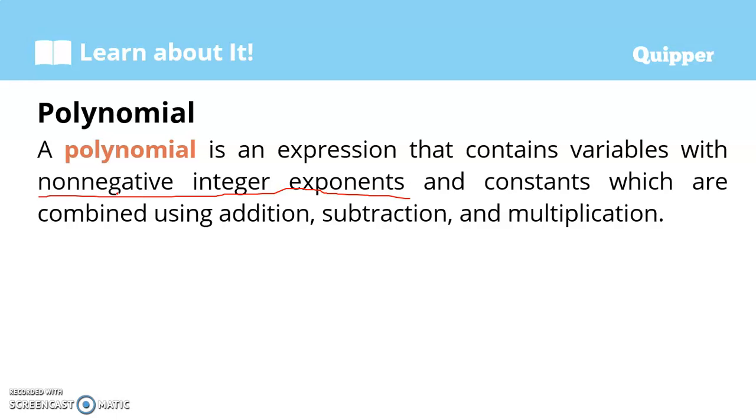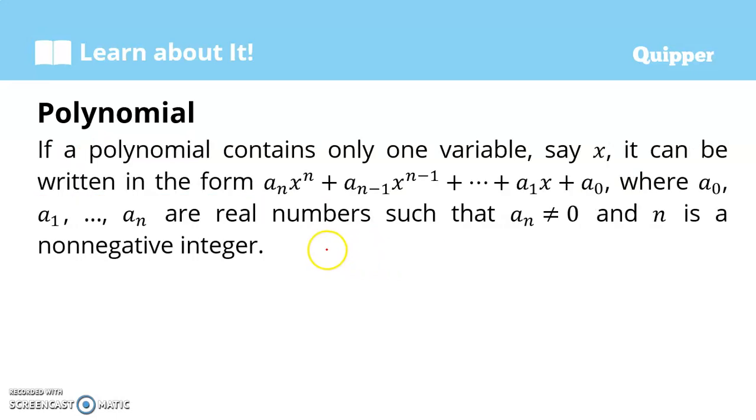So, hindi siya pwedeng fraction, hindi pwedeng may square root, hindi pwedeng decimals. Kailangan yung exponent should be 0 and whole numbers, like 0, 1, 2, 3, and so on. And may mga constants din sa polynomial which are combined using addition, subtraction, and multiplication.